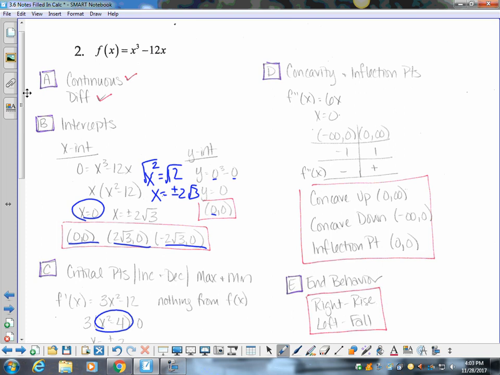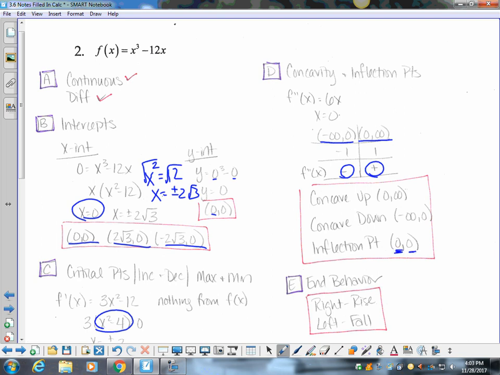concavity, my inflection point. So I take the second derivative, set it equal to 0, and solve it. I get a 0. So that makes very nice two little intervals. I pick numbers in between those intervals, and then I plug them into the second derivative. So I can do my concavity. I'm going to be concave up here and concave down here. Because my concavity changes, I do have an inflection point.